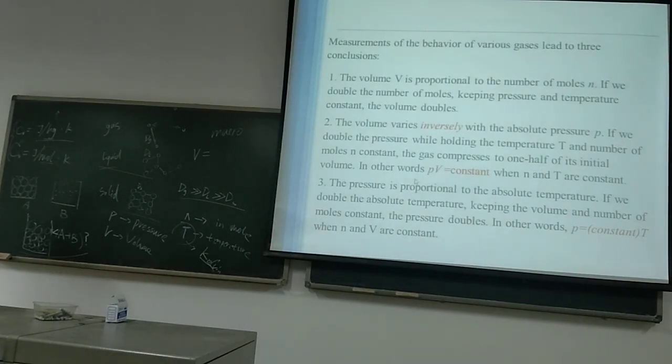In other words, the product of pressure and volume equals a constant when n and the temperature are constant. And the third one, the pressure is proportional to the absolute temperature. If we double the absolute temperature, keeping the volume and the number of moles constant, the pressure doubles. In other words, P equals a constant times the temperature, when n and the volume are constant.